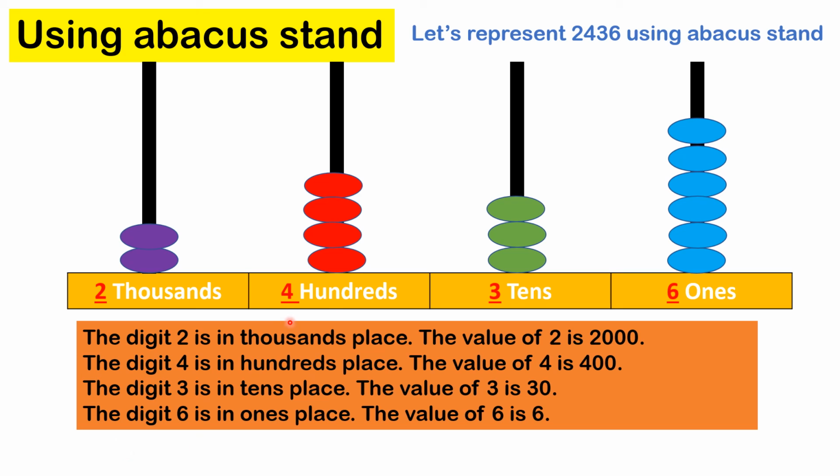So again, let's refresh back our memory. The digit 2 is in the thousands place. Don't forget the S. The value of 2 is 2000. The digit 4 is in the hundreds place. The value of 4 is 400. The digit 3 is in the tens place. The value of 3 is 30. And lastly, the digit 6 is in the ones place. The value of 6 is 6.